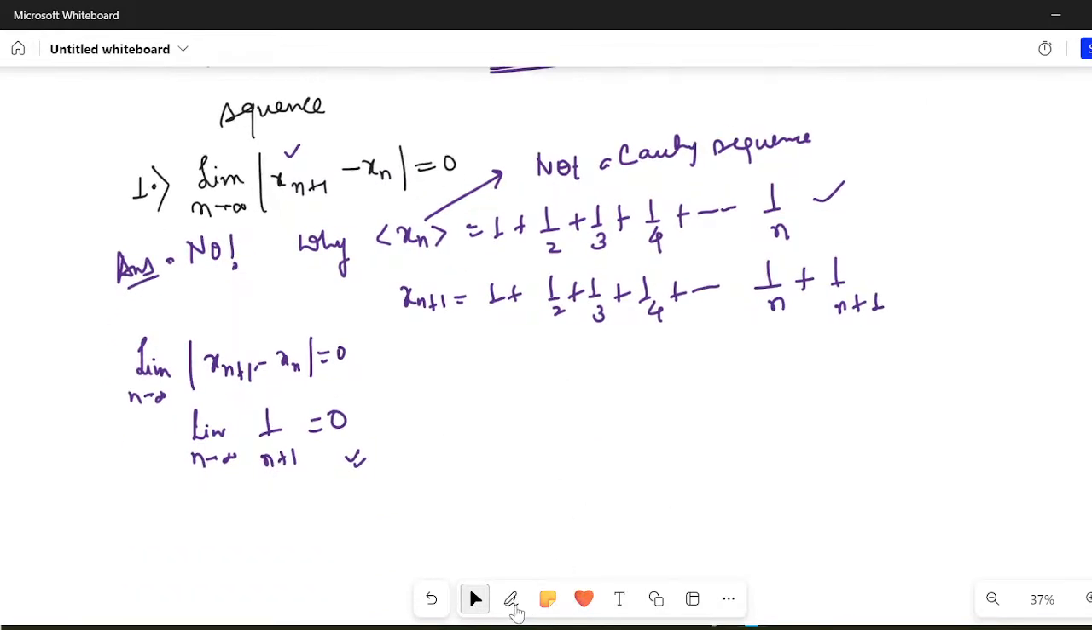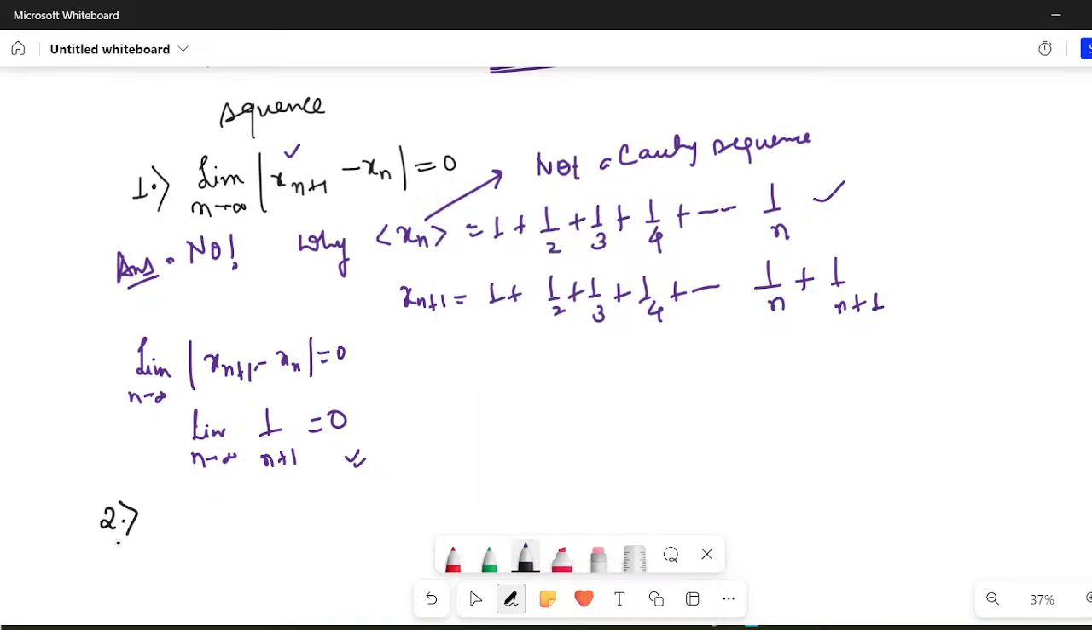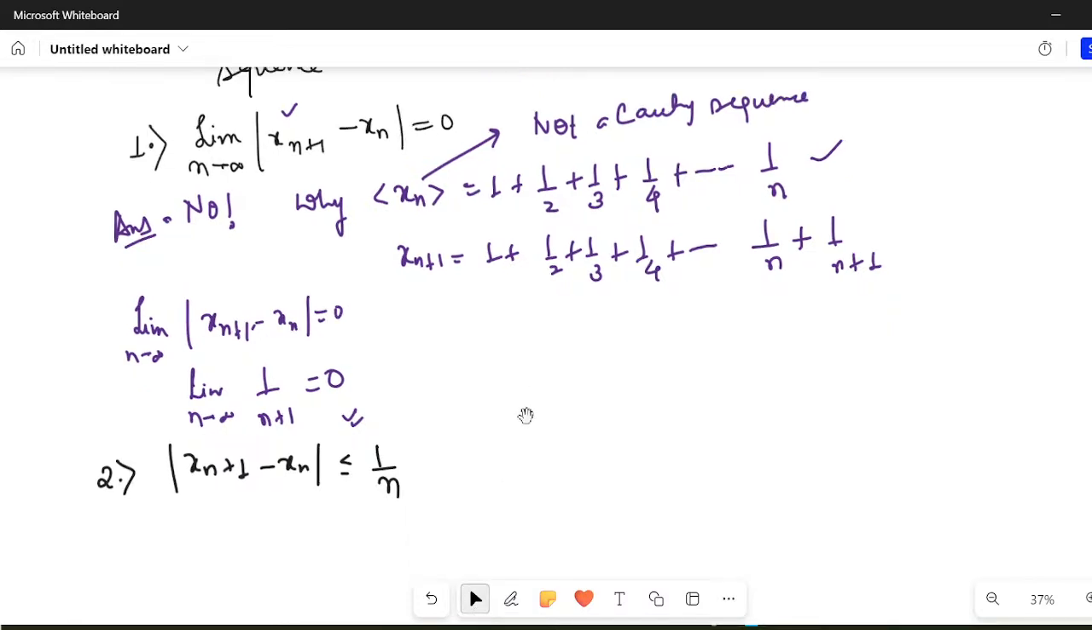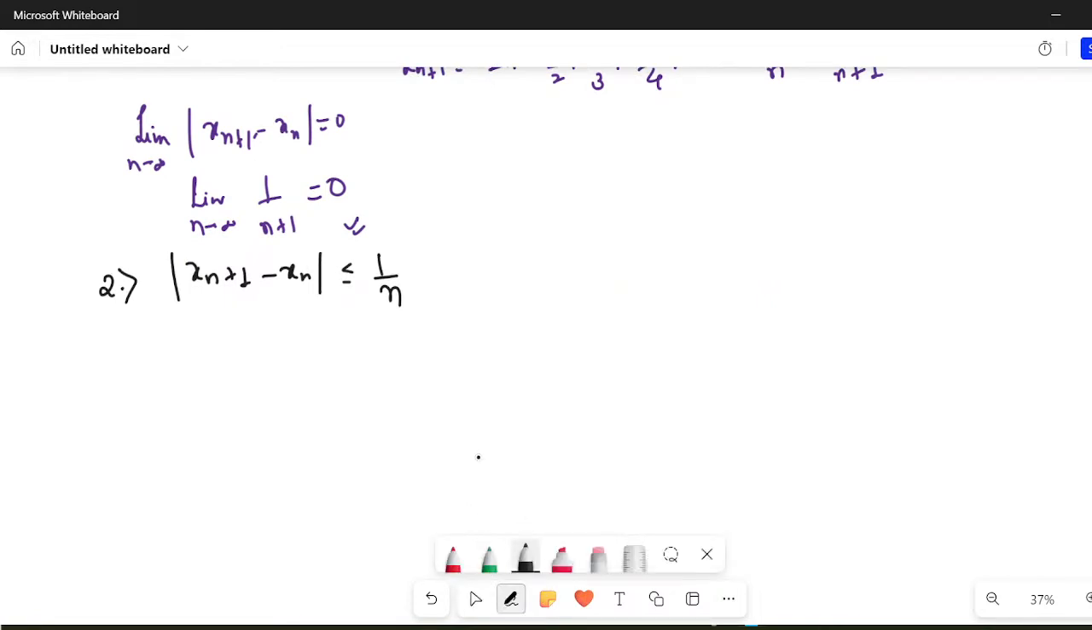Now just think about this. The modulus of xn plus 1 minus xn is less than or equal to 1 upon n. Sorry, the modulus of xn plus 1 minus xn is less than or equal to 1 upon n.